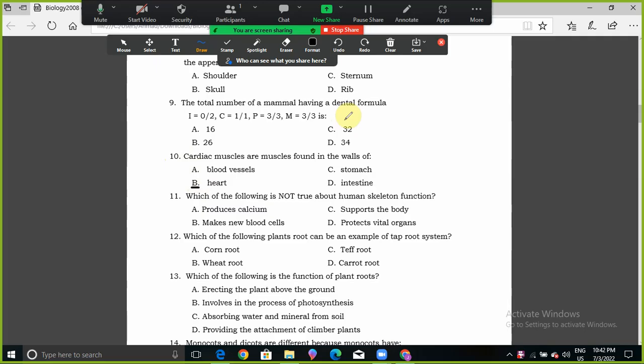Now in question number 11, it says, which of the following is not true about human skeleton function? Produces calcium, makes new blood cells, supports the body, or protects vital organs?